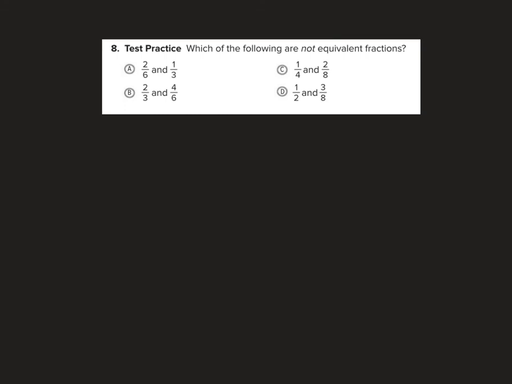Test practice on the homework. Okay, which of the following are not equivalent fractions? Let's talk about how to figure this one out. So first I'm going to start with the denominator. 6 to 3 I divided by 2. And 2 to 1 I divided by 2. Checks out. Okay, you go from 3 to 6, multiply by 2. 2 to 4, multiplied by 2. That one checks out. 4 to 8, times 2. 1 to 2, times 2. Checks out.